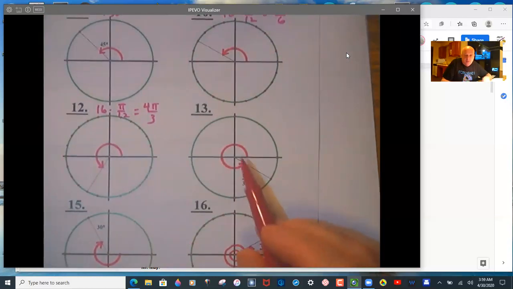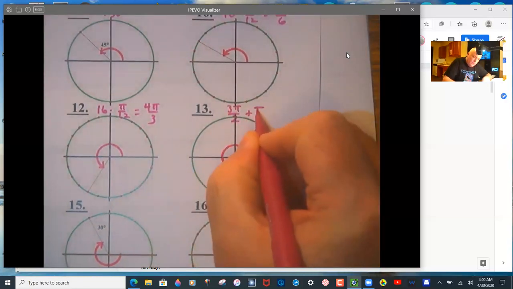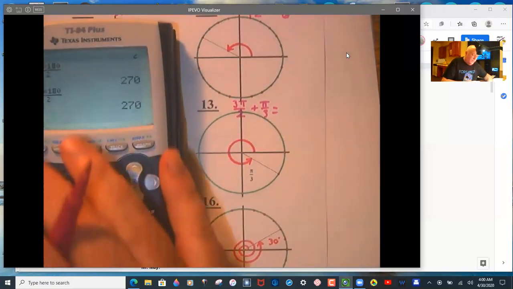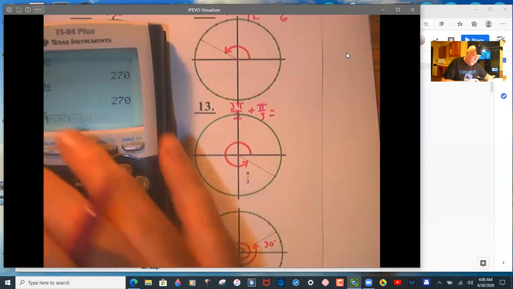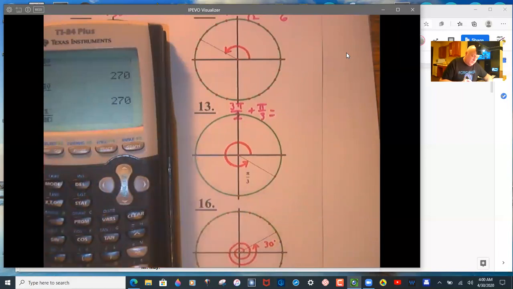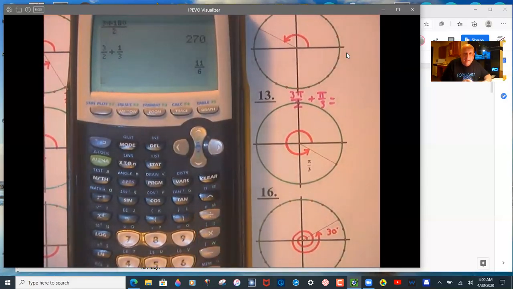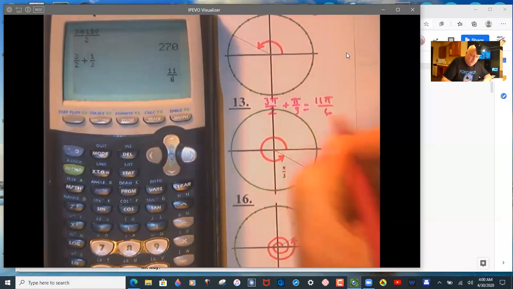Here, no tick marks, so we got to do 3 pi over 2. That's 3/4 of the way around, plus pi over 3. Again, treat the pi like a variable, so this is what you would do, 3/2 plus 1/3. Get it in the screen here. That's 11/6. So this is 11 pi over 6.